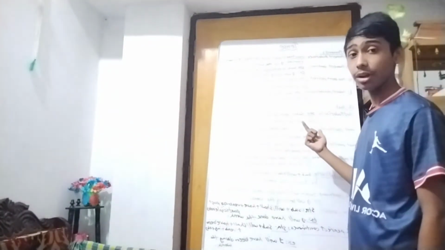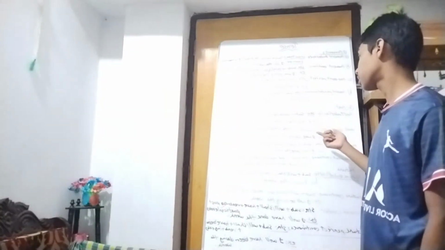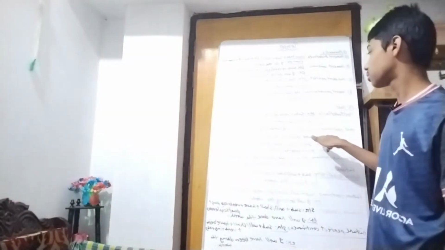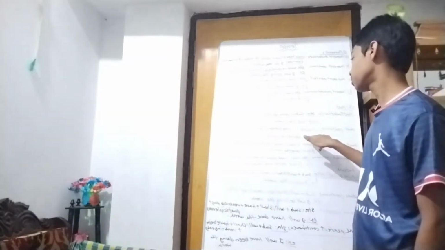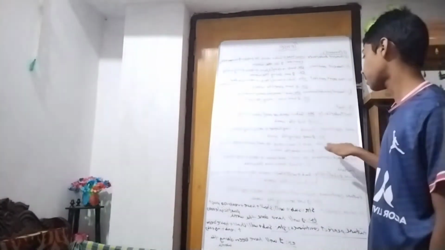Here I is a singular person, so we have used was. If there were any plural persons here, we would use were. And the next main aspect is past perfect tense.